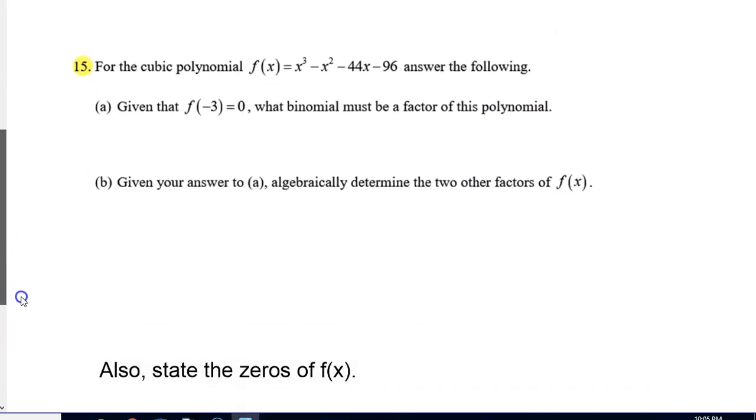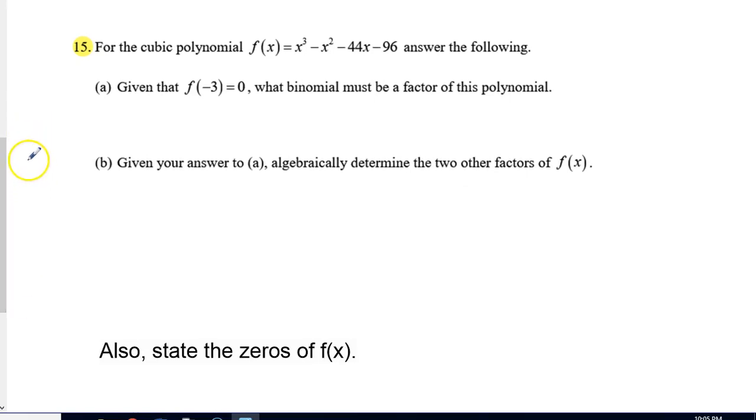Okay. The last one we're going to look at on the final exam review, and then we're going to do 2 questions off the eMath, is number 15. Okay, so for this question, we're given a cubic polynomial. Cubic means it has a leading coefficient with exponent 3. And we're given that f of negative 3 equals 0. So again, f of x, we always say f of x, right? So that's an x, and f of x is like a y. So right there we know a point on this function.